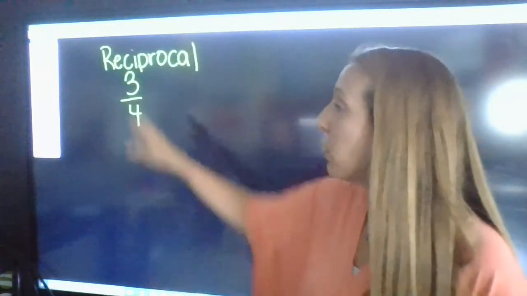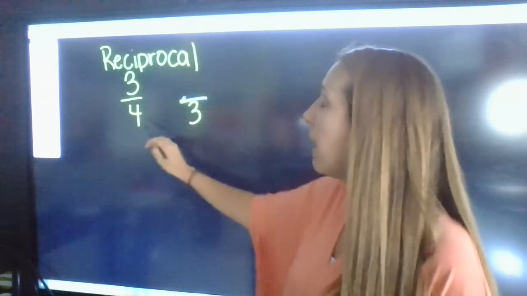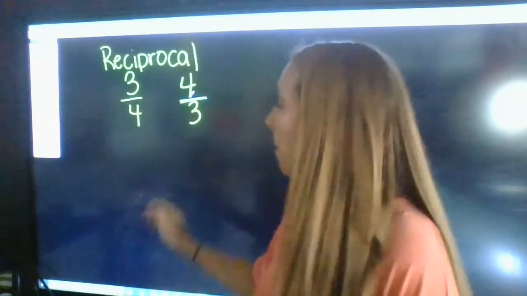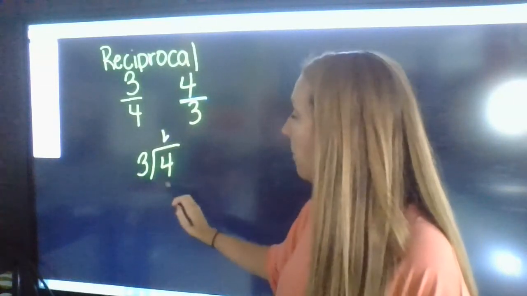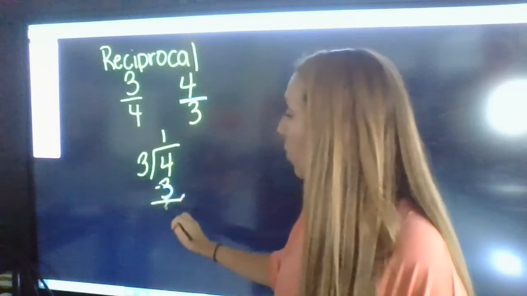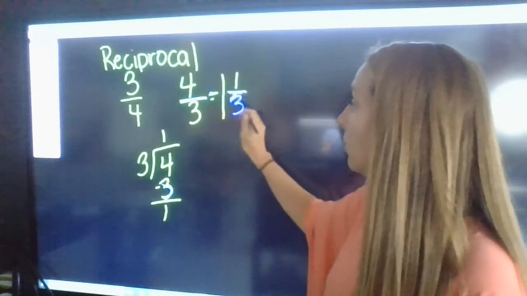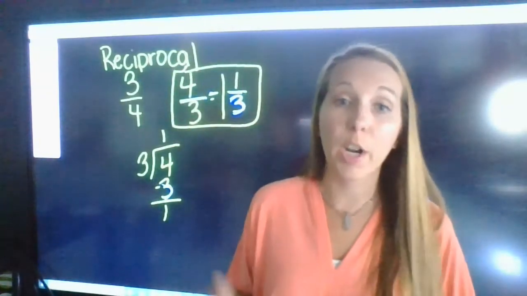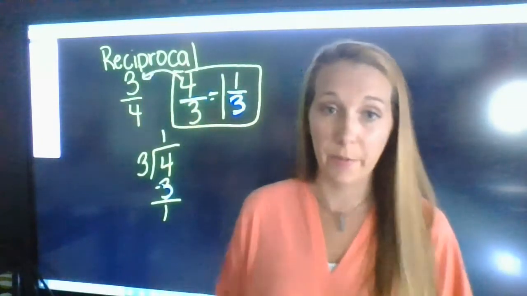All right, so let's look at another one. We're going to take our 3 and make that our denominator, and we're going to take our 4 and put that as our numerator. So these are flipped fractions. They are reciprocals. Now we're going to say 4 divided by 3. 4 is your dividend. 3 is your divisor. 3 will go into 4 one whole time with 1 left over. So that gives us 1 and 1/3. So 4/3 and 1 and 1/3 are equivalent fractions, and they are reciprocals to 3/4.